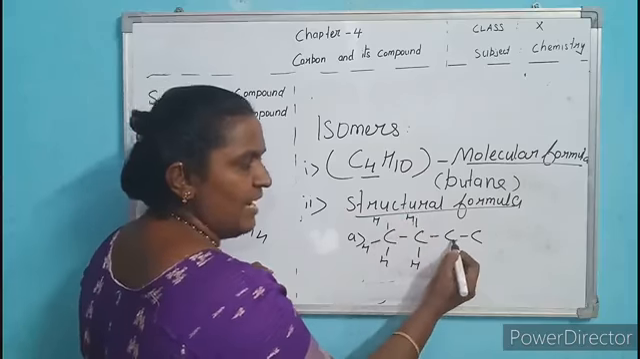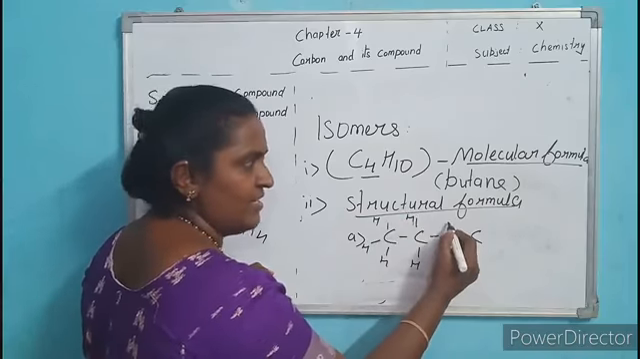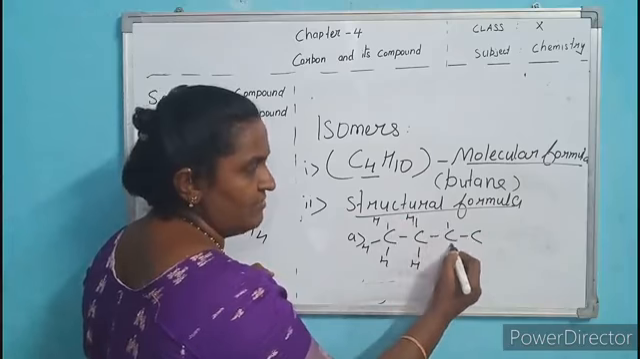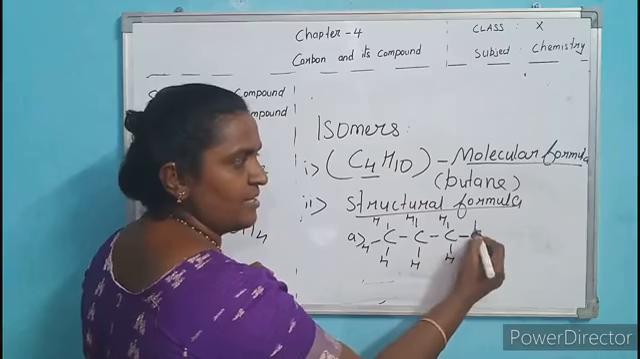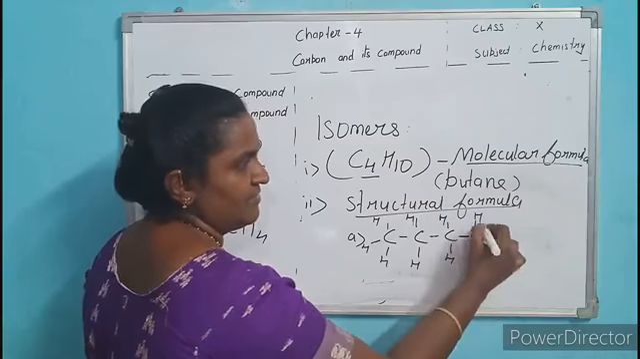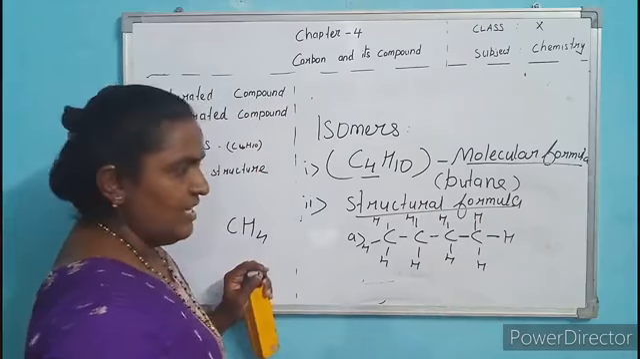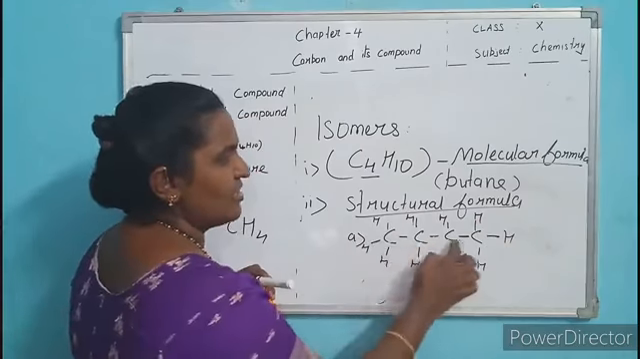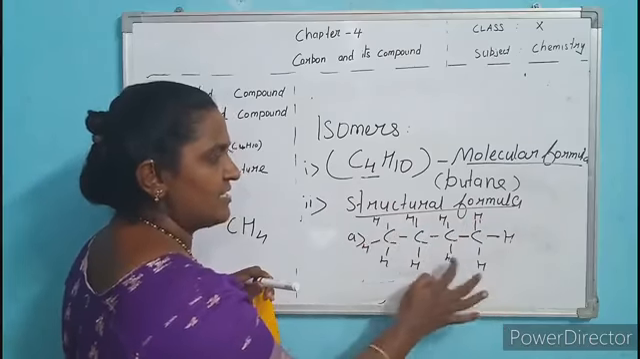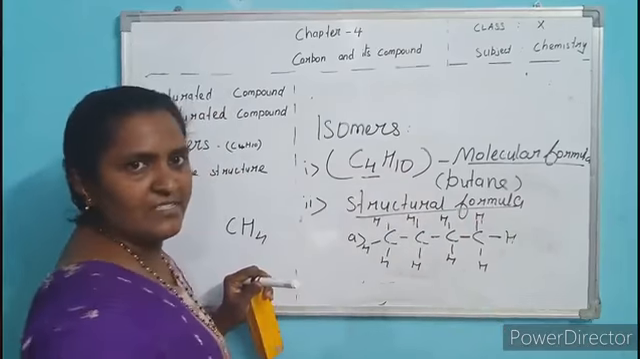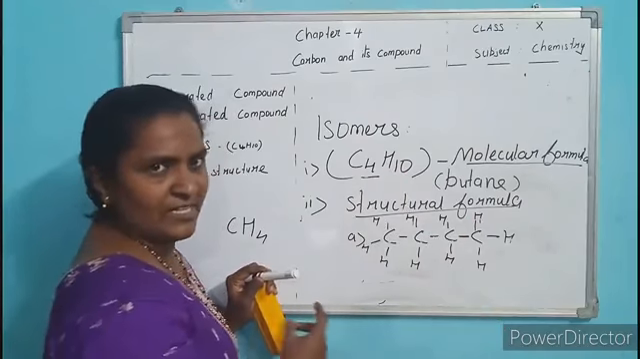Around this carbon 2 bonds are there, so 2 more are required. So total becomes 4. Around this carbon only 1 bond is there, so 3 more bonds are required. Now count it. 1, 2, 3, 4. C4. Hydrogen, count it. 1, 2, 3, 4, 5, 6, 7, 8, 9, 10. H10. This is one structure.